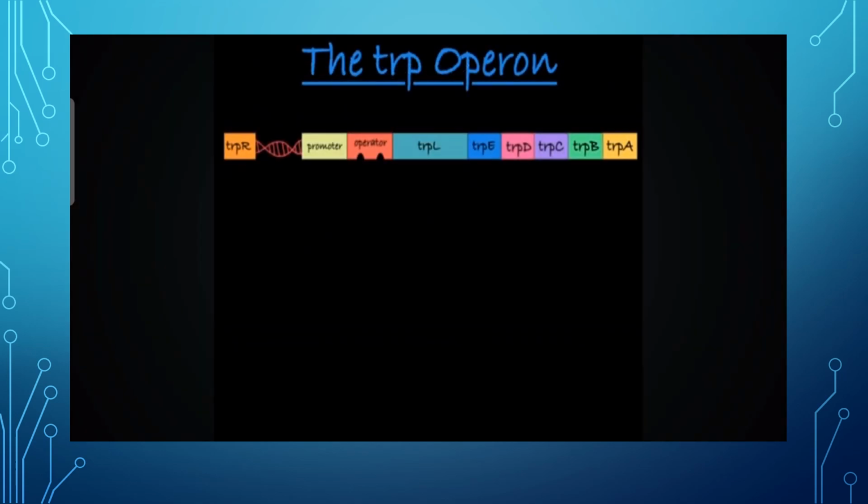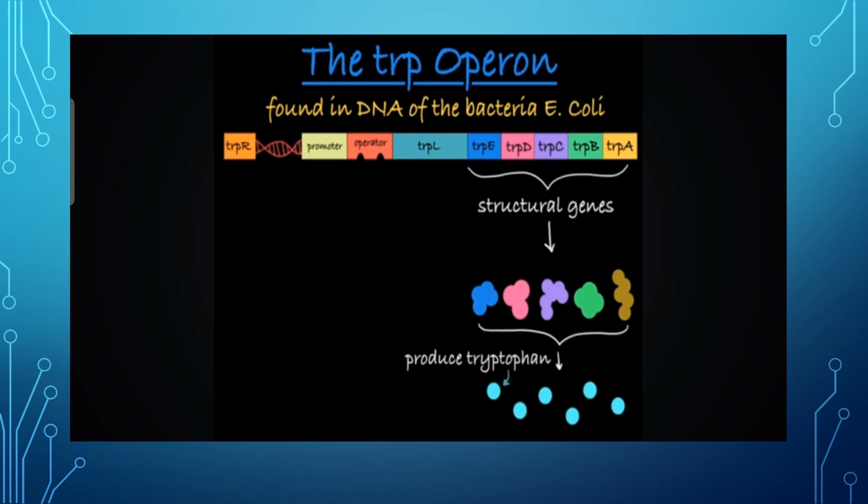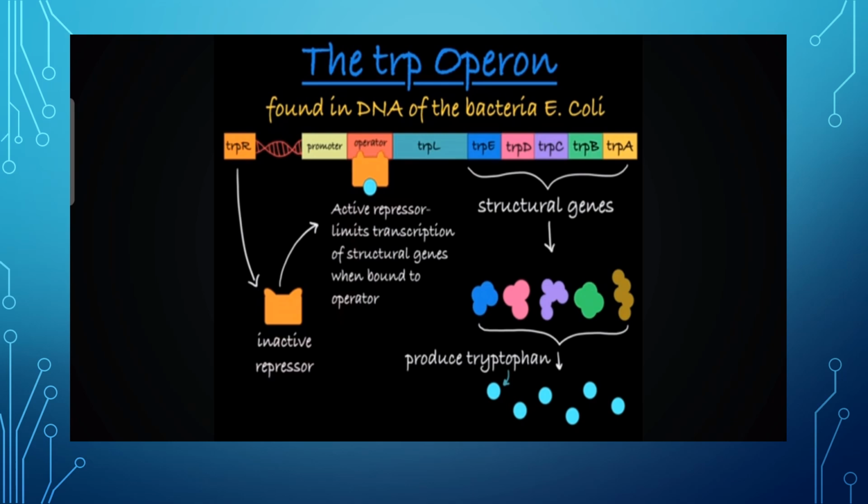This is your trp operon, which we find in the DNA of bacteria like E. coli. These 5 structural genes encode proteins necessary to produce the amino acid tryptophan. And the trpR gene here encodes a repressor that, when active, engages with the operator here to limit transcription of the structural genes.